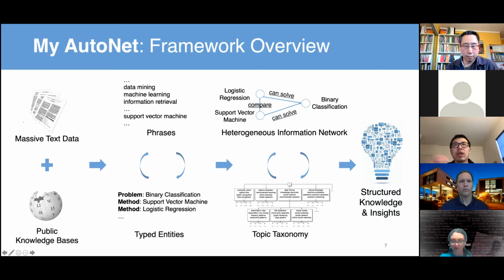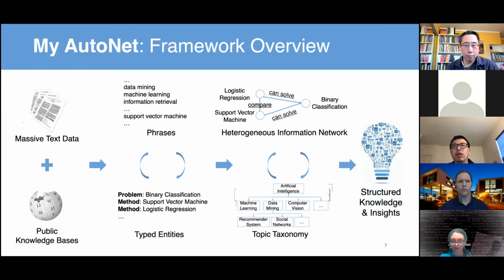So without looking at these documents one by one, you have an idea about what they look like and what the topics are in this set of documents. You can distill knowledge like this, so it gives you another layer of abstraction. All these components form the AutoNet framework.